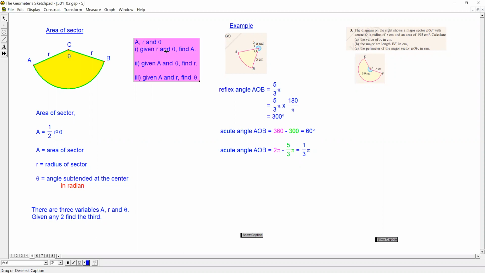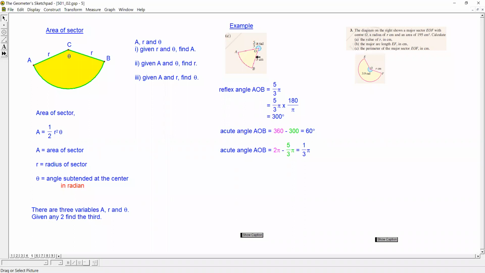Sometimes they will give you R and theta, and ask you to find A, like this question here. Sometimes they will give you A and theta, and ask you to find R. And sometimes they will give you A and R, and ask you to find theta. So you see the exam question like that, right? The three variables: they give you two, and ask you to find the remaining one. What I mean by this, you look at this example here.